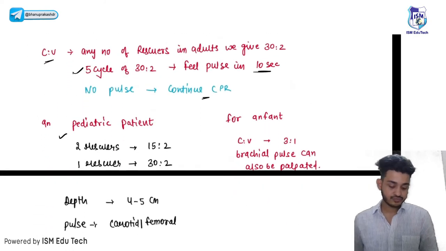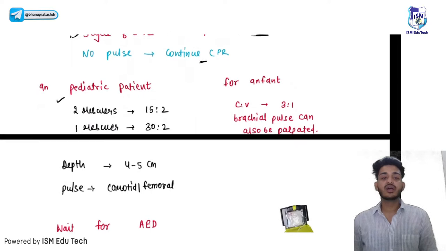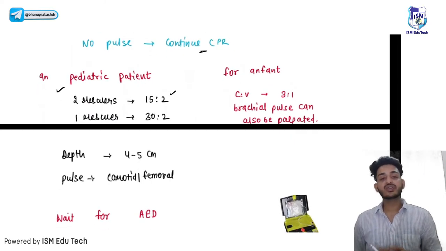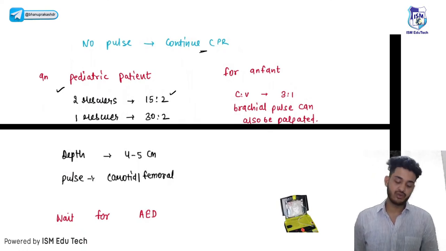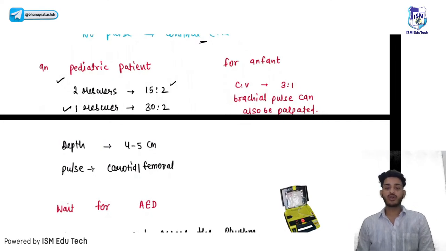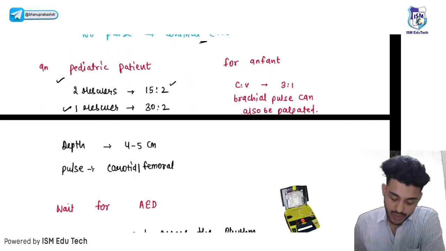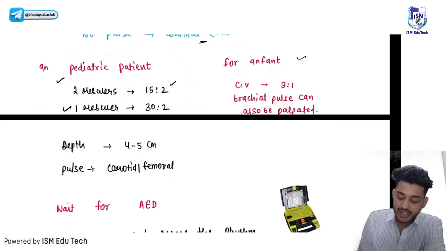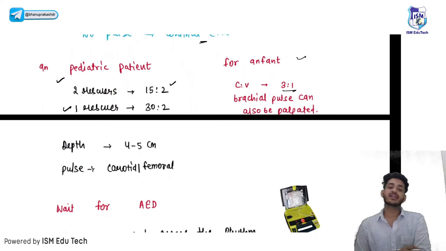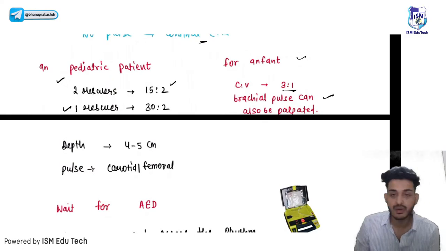Second thing is, in pediatric patients, if there are 2 rescuers, then you should give 15 chest compression and 2 ventilation. If there is 1 rescuer, then there will be 30 chest compression with 2 ventilations. Okay, in infant we will use 3:1 ratio, and we can check the brachial pulses. In infant we can check the brachial pulse as well.